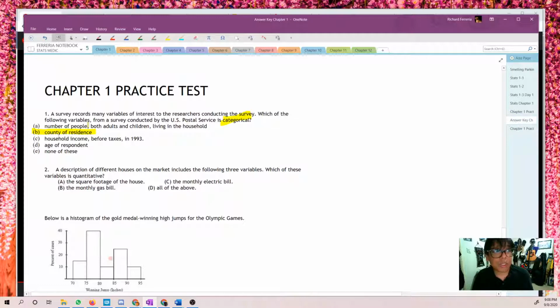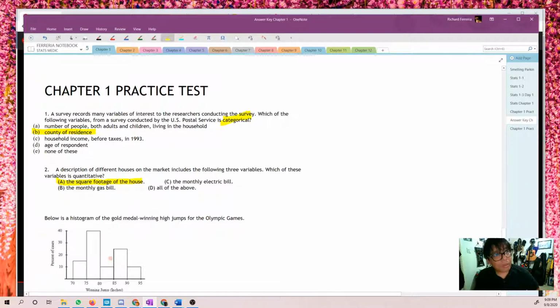Okay, let's take a look at our question 2. A description of different houses on the market includes the following 3 variables. Which one of these is quantitative this time? So letter A, square footage of the house. The answer to that is a number, and that number does make a difference. If I answer that with 300, then that's a lot different than answering it with, say, 900. So the number that you answer has a meaning, and it's an orderable meaning. Those numbers you can put them in order, and that order makes sense.